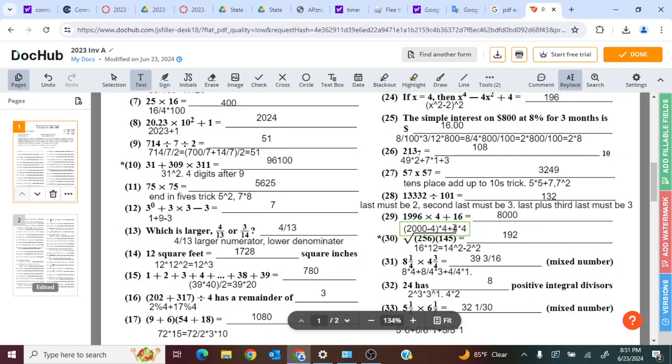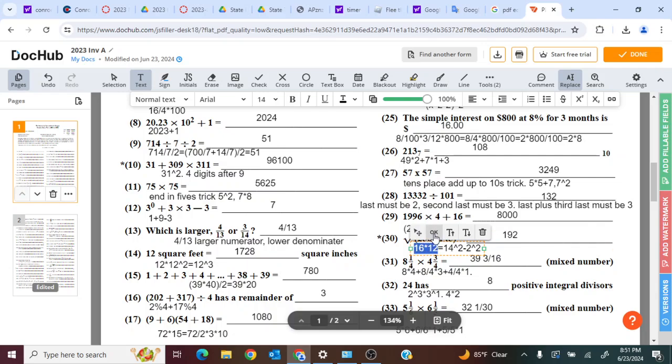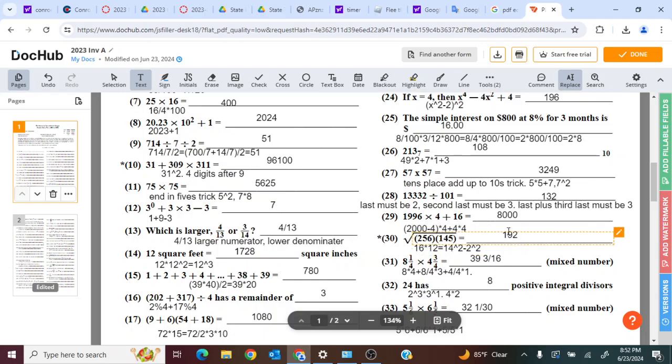Okay, next, square root of this stuff. You can take the square root of each individual thing and multiply them. Square root of 256 is 16. Square root of 145 is approximately square root of 144, which is 12. Just multiply them together. You can use distance from a common square. So 14 squared, which is the average, and then minus your distance of 2 squared. So 192.